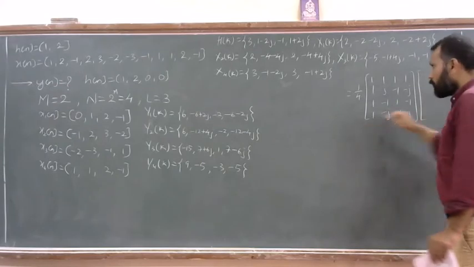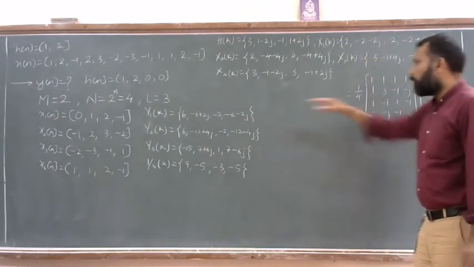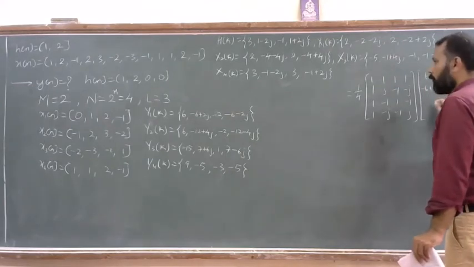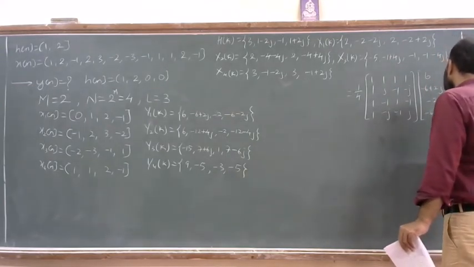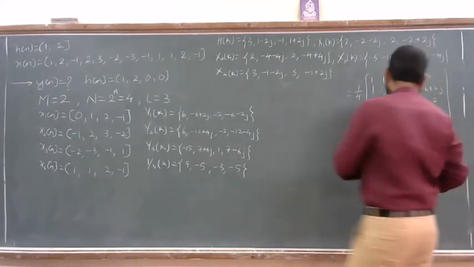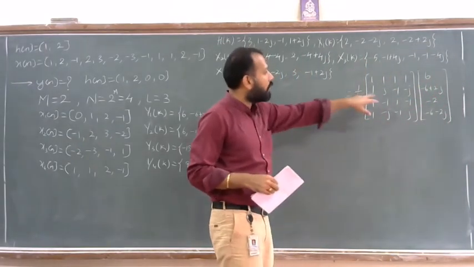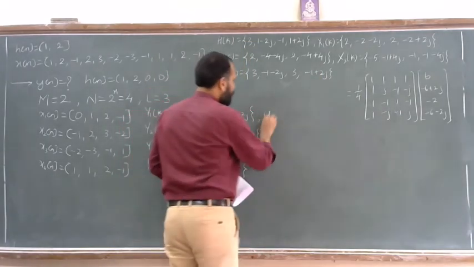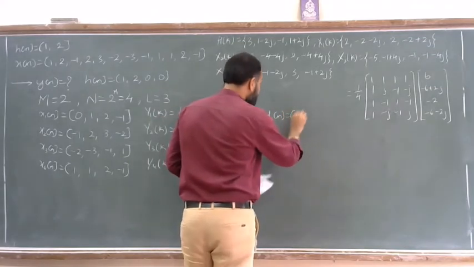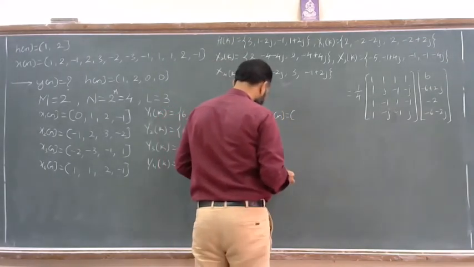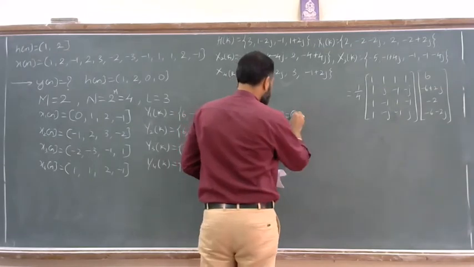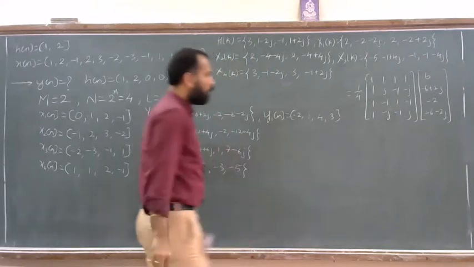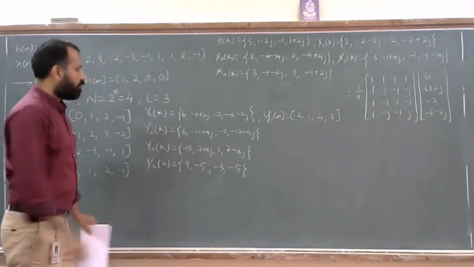And multiply this with each of these four DFT values, for example 6, minus 6 plus 2j, minus 2, minus 6 minus 2j. After multiplying these two matrices, divide all the results by 4. You will get a discrete time sequence. For the first product, the discrete time sequence will be minus 2, 1, 4, and 3.